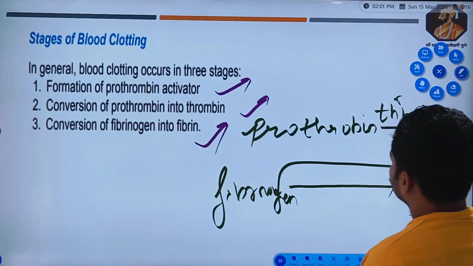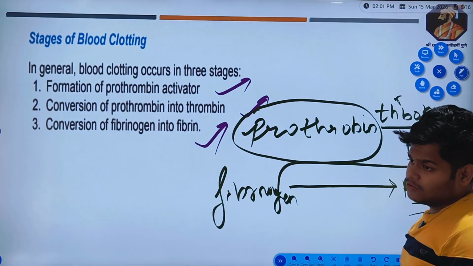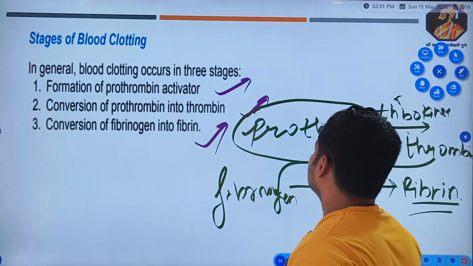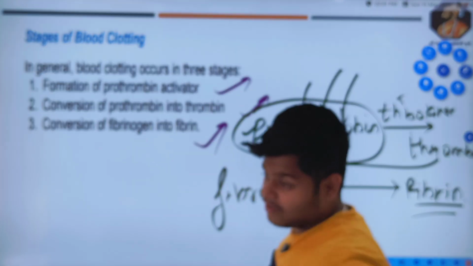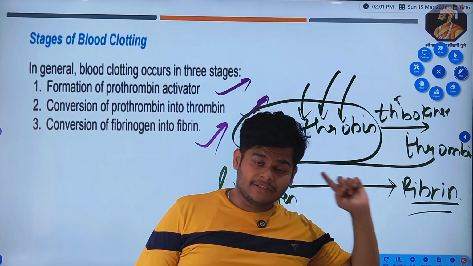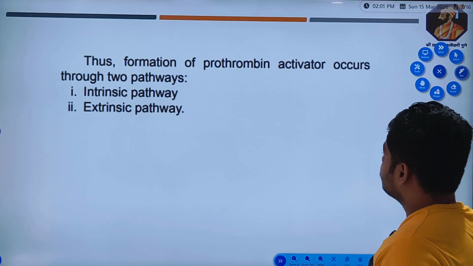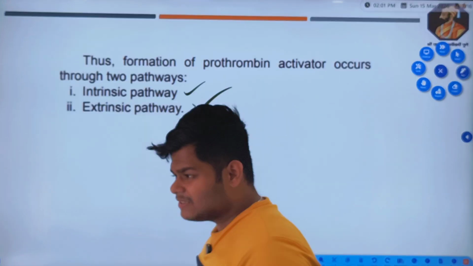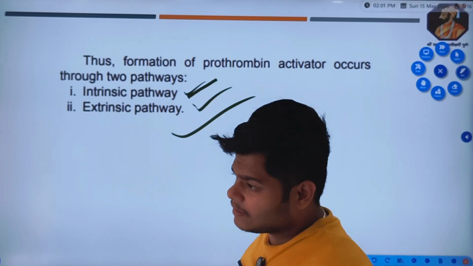Now, the very first, this prothrombin is present in inactive form in our blood. So, all the cascade process we are talking about is to activate this prothrombin. This prothrombin is a king. It requires very long steps to activate this prothrombin. There are usually two pathways in which this prothrombin is activated. First one is the intrinsic pathway and second one is the extrinsic pathway.